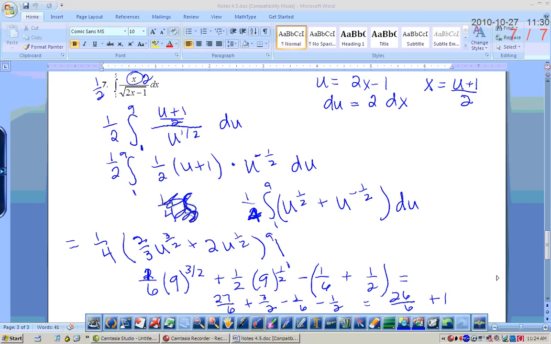All right, that right there is pretty much as hard as it's going to get. 26/6 plus 1, for those of you with algebraic guilt, that'd be 13/3 plus 1, or 16/3.